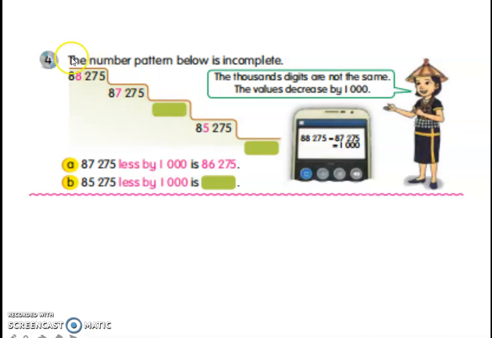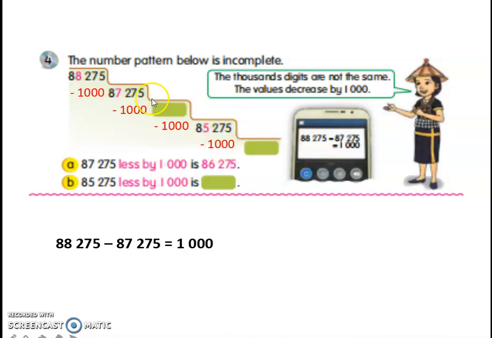Is it increasing or decreasing? The number becomes smaller, so it is decreasing. We have to find out how much it decreases, so we minus: bigger number minus smaller number. It will become 1,000. So every number is decreased by 1,000. Decrease 1,000 and then decrease 1,000 again.